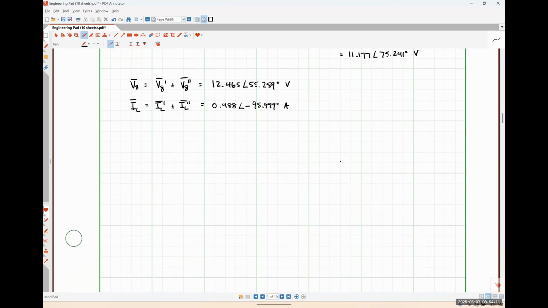So if I start from that original circuit diagram in the frequency domain, here I have that voltage source of 12 angle negative 19 degrees volts. Here's an 8 ohm resistor. Here's 2 angle negative 118 degrees amps.